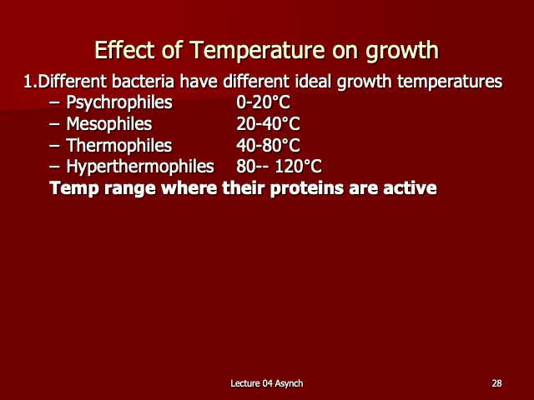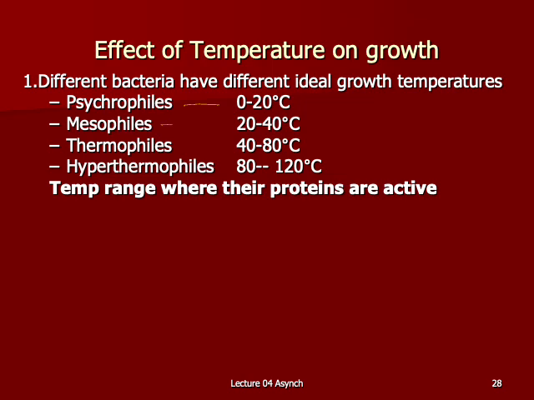Now, different bacteria grow at different ideal temperatures. So if you have bacteria that are called psychrophiles, for instance, and you've got to know these definitions, these grow ideally between 0 and 20 degrees Celsius. So that's basically from really cold ice to a little bit below room temperature.